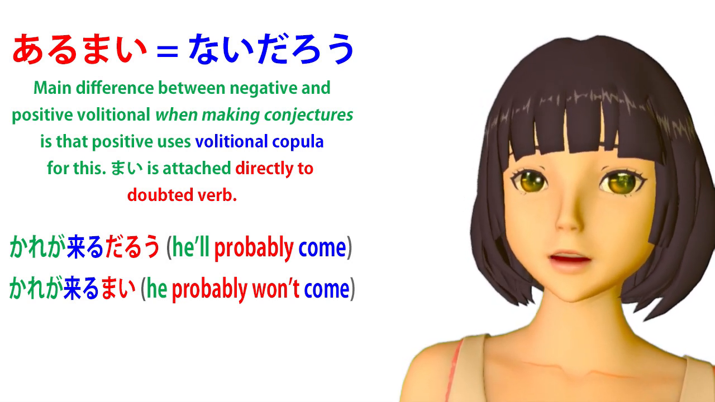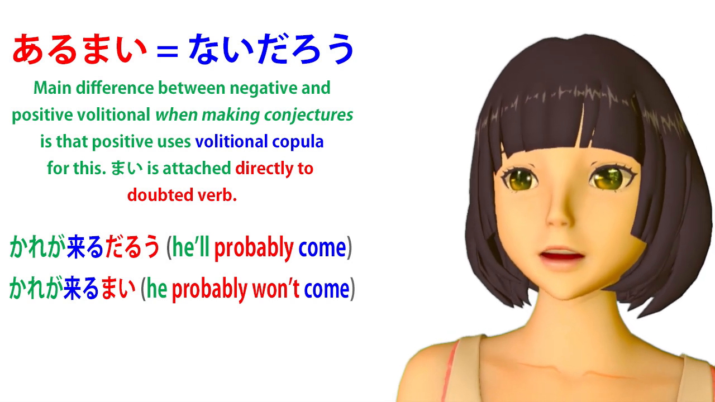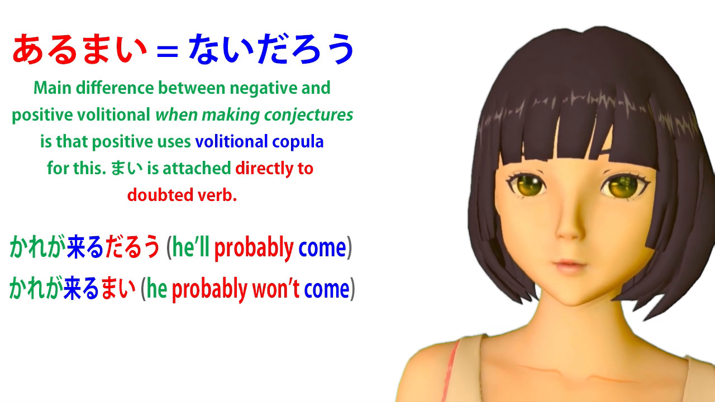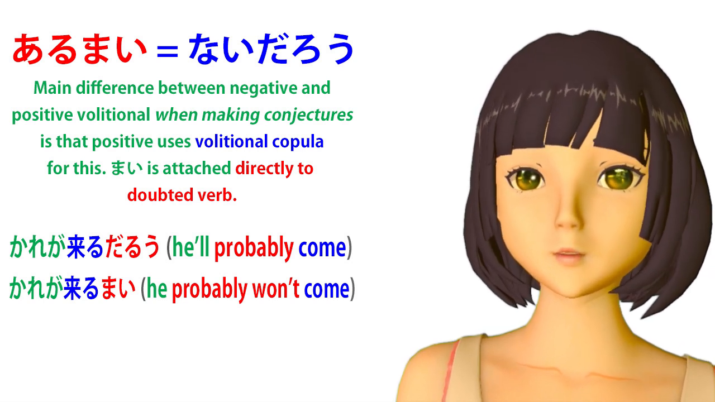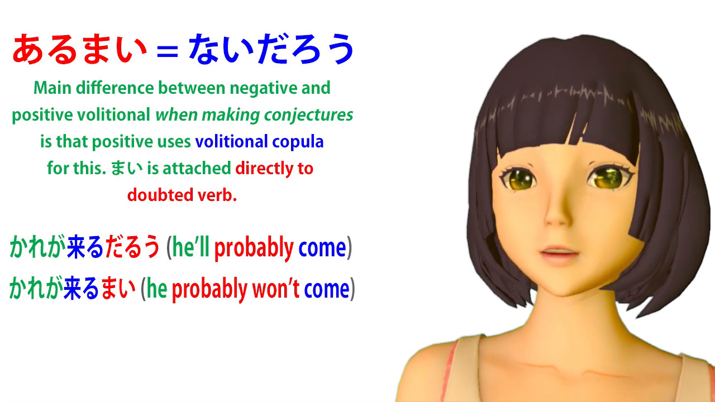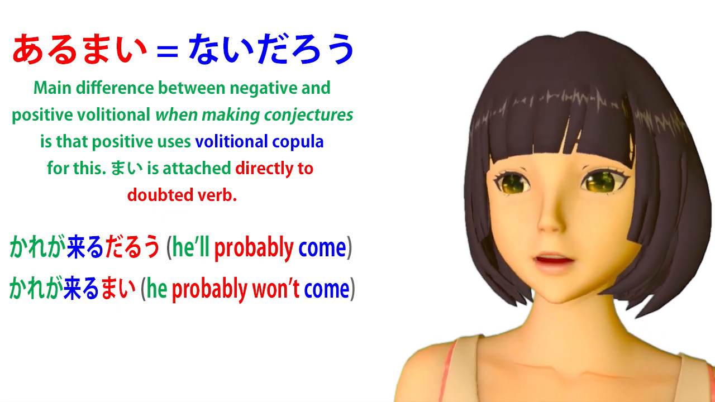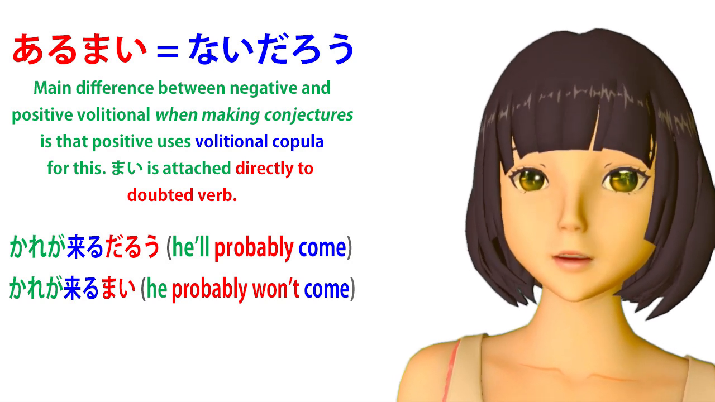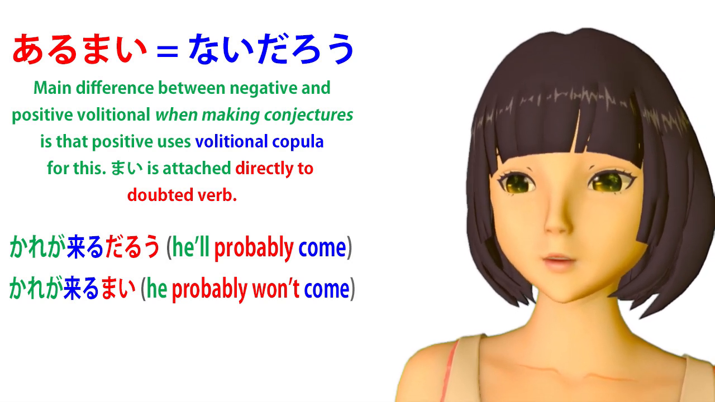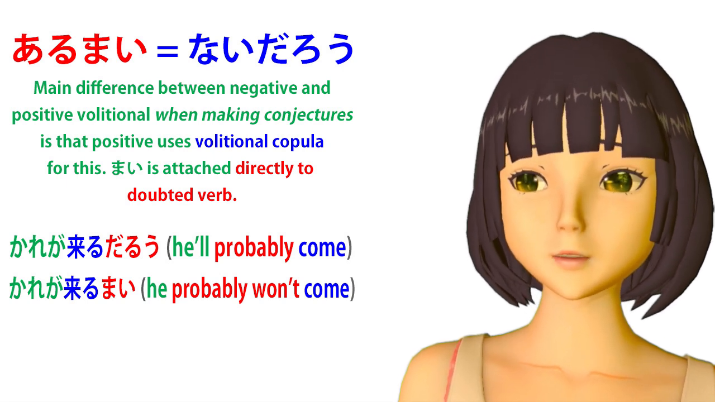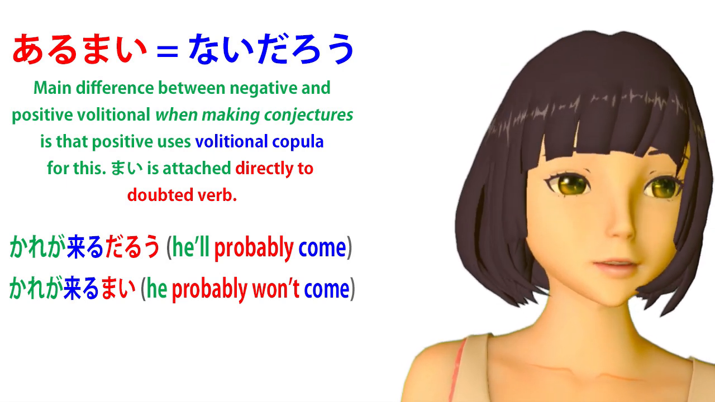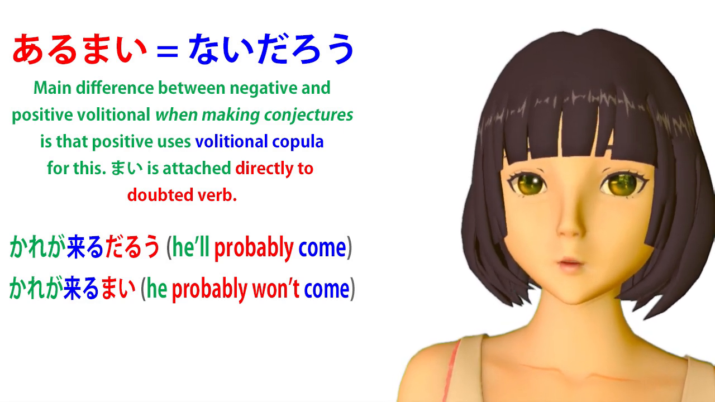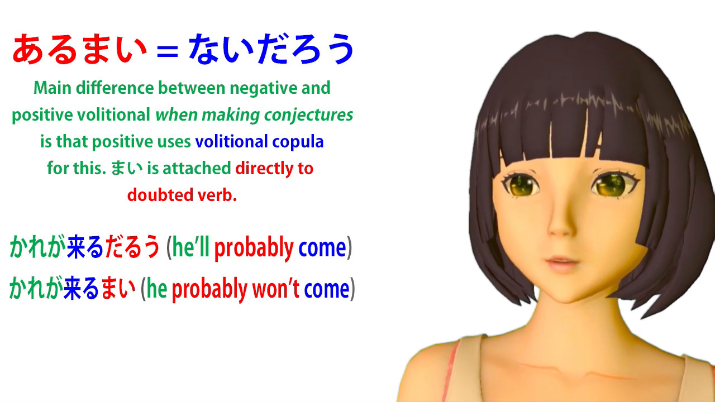And the interesting point here is that, as we see, with this conjectural use of the volitional in its positive, more usual form, we don't attach the volitional directly to the verb that we're conjecturing about. So we don't say, Sakura wa sugu ni kaero. That doesn't mean Sakura will probably come. We say, Sakura wa sugu ni kuru desho, or daro, because that's the way we do it. We do it with the volitional copula when we're making that kind of conjecture.